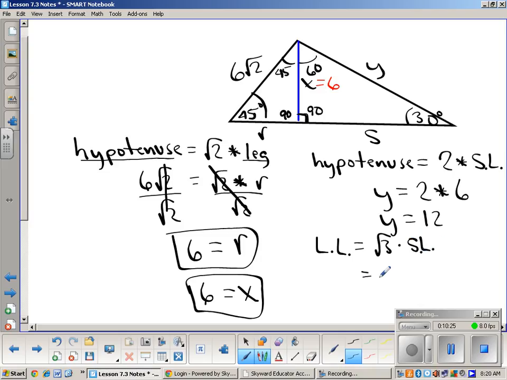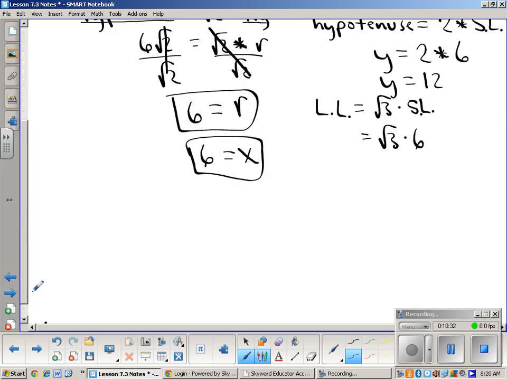And we know the short leg is 6. So the long leg, excuse me, if I write that, sorry, we actually know it has a letter. The long leg was S. S, thank you. And so S is equal to 6 square root of 3.